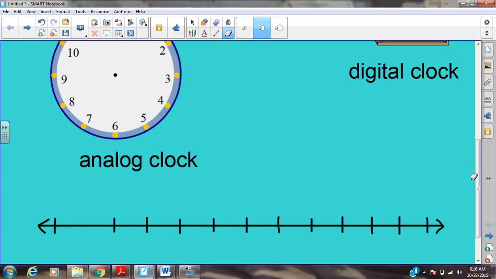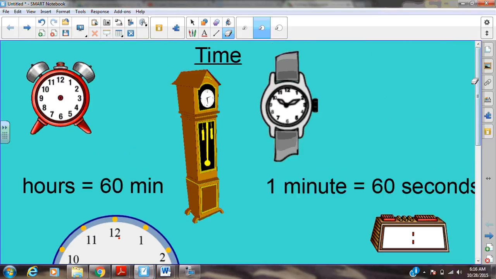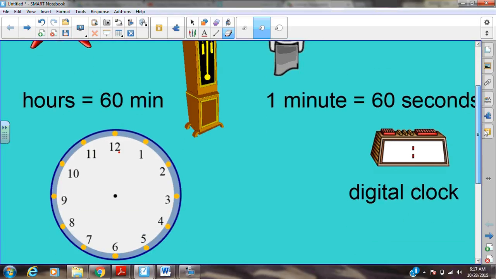Time has many types of clocks that we can look at to discover what time it is. So many of you are used to looking at the clock on phones or the clock here on the computer, but there are all types of clocks out there. This is an older type of clock that you might see, but it's an alarm clock. This is a grandfather clock. You might see this on a watch. And so there are two different types.